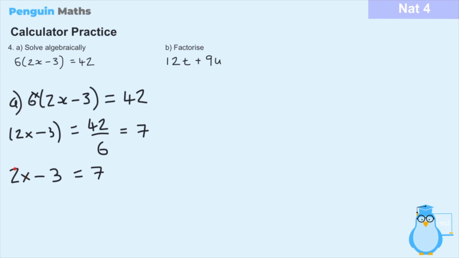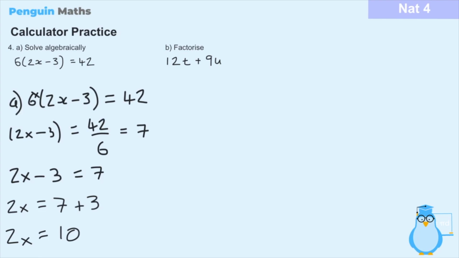And now here we can see we have the 2x, so what we now want to do is get rid of this minus 3 in some fashion, and we do that the same again by taking it over to the other side. And because it's negative or minus on that side, when we take it over, it's going to become plus. So that means it's going to be 2x is equal to 7 plus the 3. And that now means we can say that 2x is equal to 10.